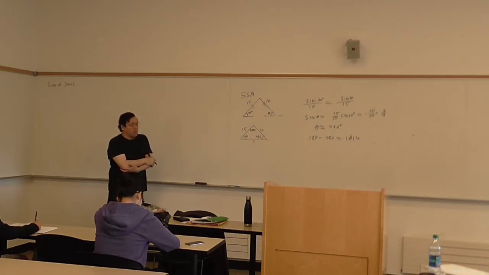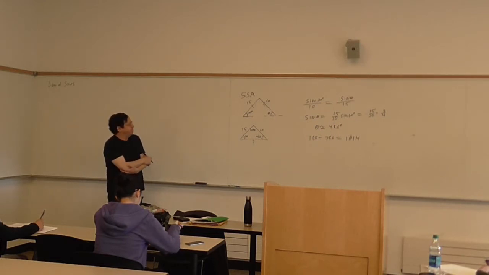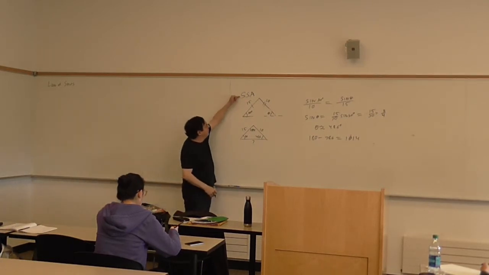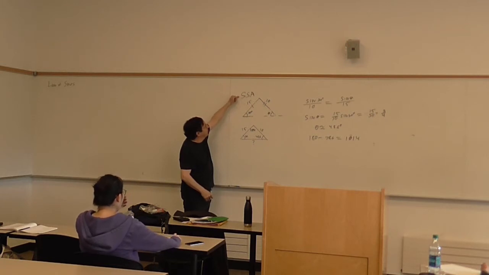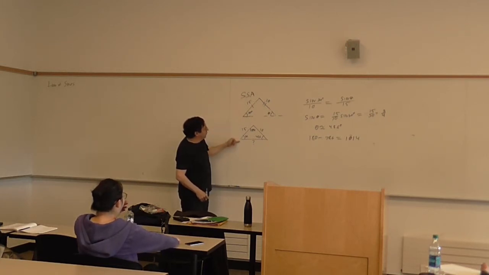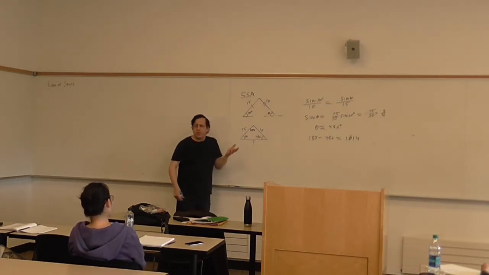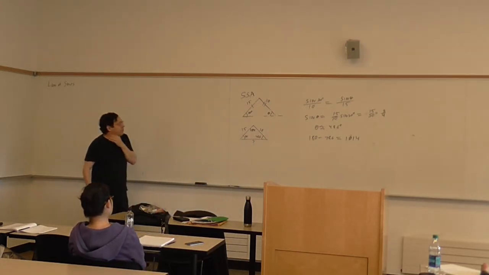So, what's missing here? Have any thoughts on this? I know SSA does not necessarily determine a triangle. We found a triangle, but there's something else going on here. Anyone see where this other solution creeps in?